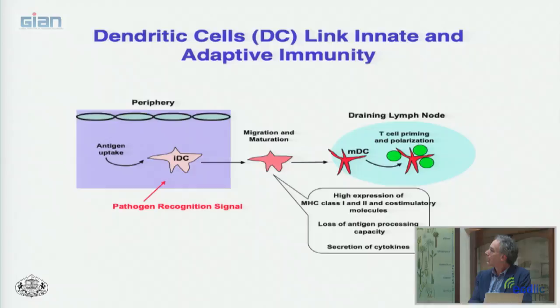And secretion of various cytokines, and we'll talk more about that. And then these mature DCs go to the draining lymph nodes where they can interact with naive T lymphocytes and initiate the activation, the priming of these naive T lymphocytes in the draining lymph nodes. So that's how a primary immune response is initiated, and this is the key role of these innate cells in that pathway.